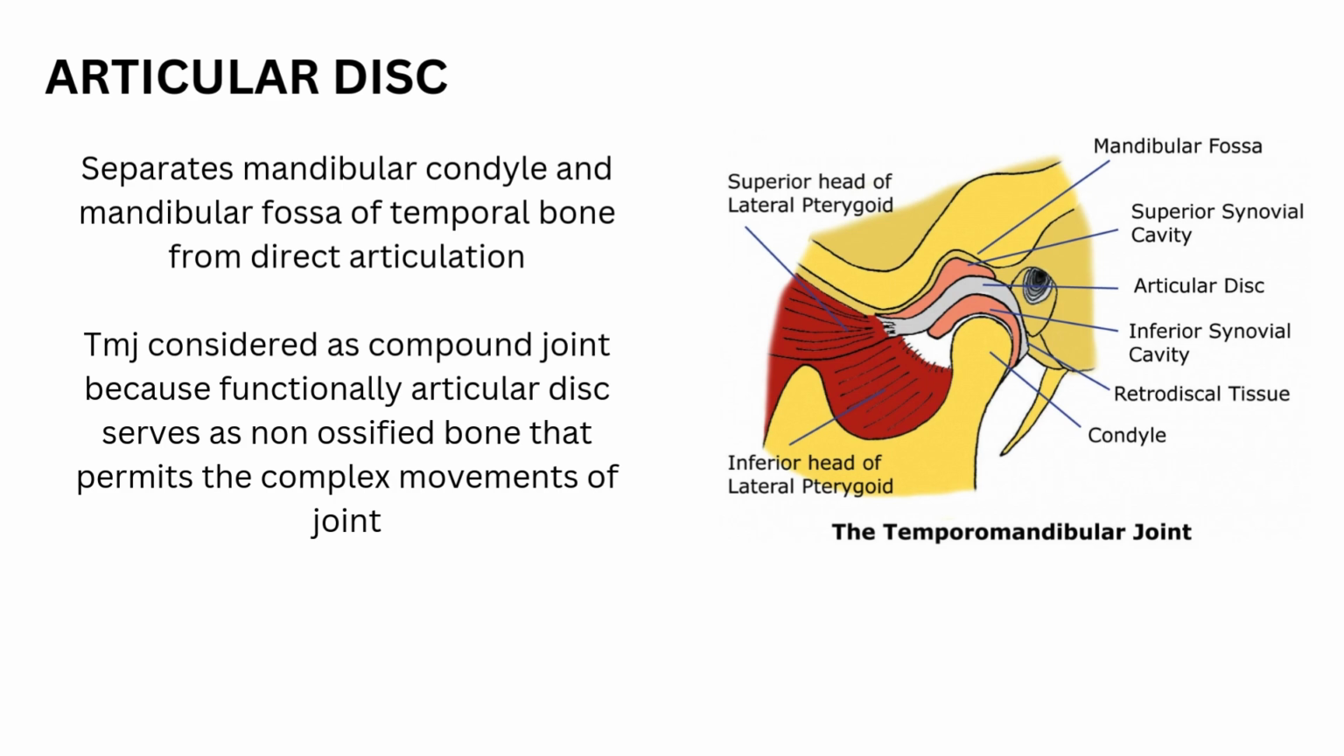Now that we have spoken about the cranial component and mandibular component, we have completed the skeletal component of the TM joint. Now we will be moving on to the soft tissue component. First we will be discussing the articular disc. If you have seen my last video, you will know that the articular disc is basically a soft tissue which prevents direct articulation of the mandibular condyle with the mandibular fossa. So it basically prevents friction. Functionally it also serves as a non-ossified bone that permits complex movement of this joint.